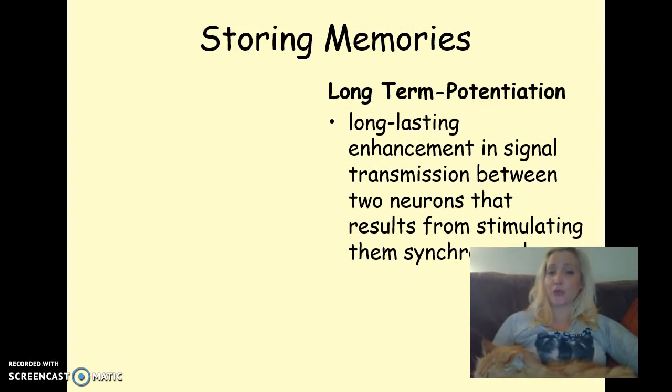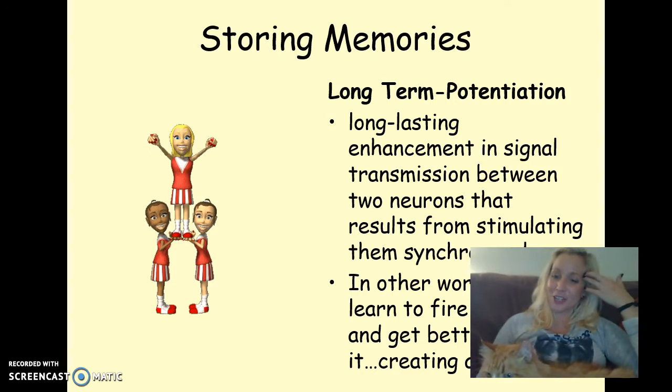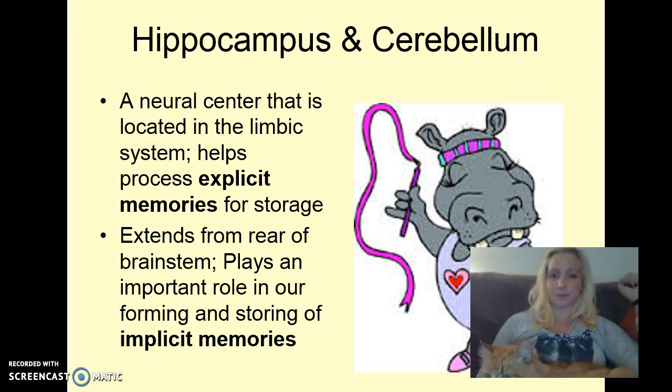Storing memory is next. Don't forget about long-term potentiation. I was surprised at how many people got this multiple choice question, I think it's just a definitional one, incorrect. Long-term potentiation is like exercising your neurons, okay? Neurons that are forming memories, when they're working together, when they're working in sync, when they're practicing, they're going to be more efficient and effective in the future. Just like if you were to start working out a lot, your muscles would get stronger, so do the connections of the neurons in your brain and make those memories more long-lasting. It's an enhancement in your neural pathways.